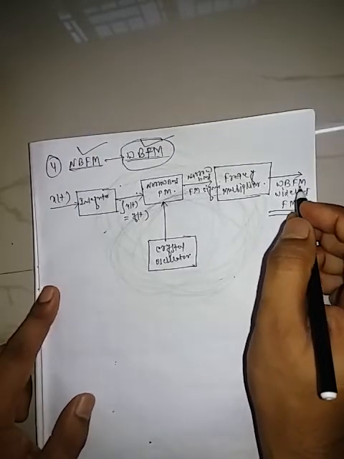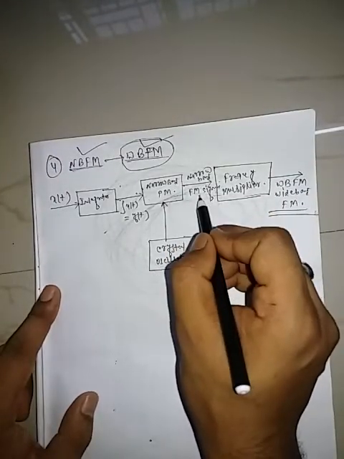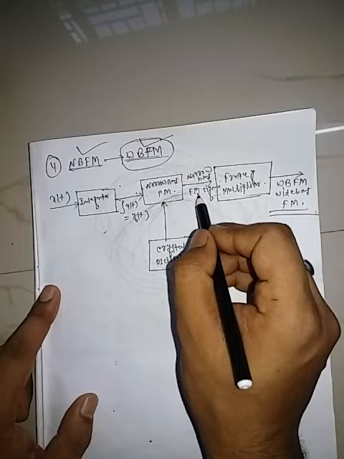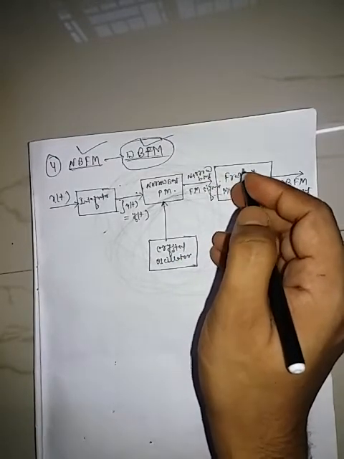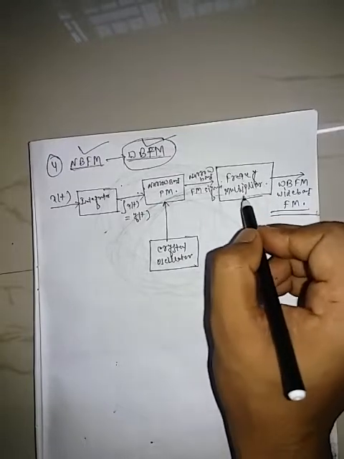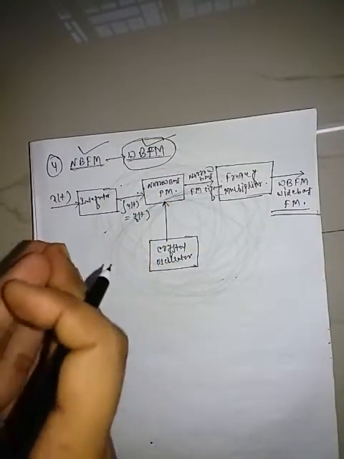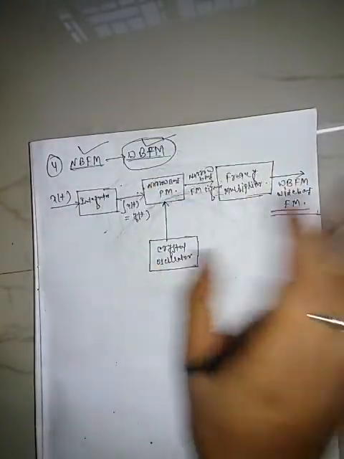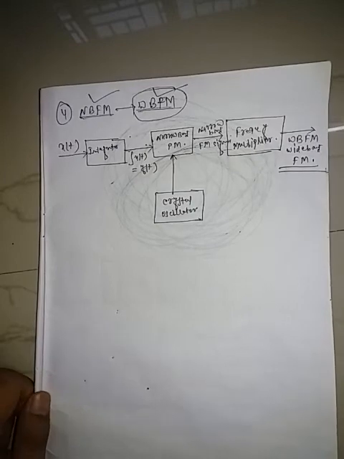If we consider the low frequency, this is the narrow band FM, and no frequency multiplier is used. If we use a frequency multiplier, the narrow band FM is converted into wide band FM because of the multiplication of frequency. This is the indirect method, or Armstrong method, of FM generation.